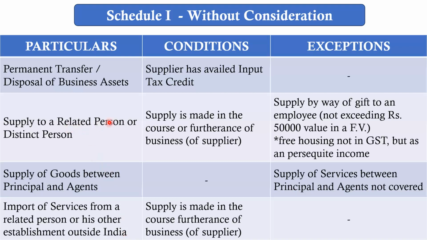So this was regarding the related person. Now, what about the distinct person? So here the distinct person is basically one who has the same PAN number.